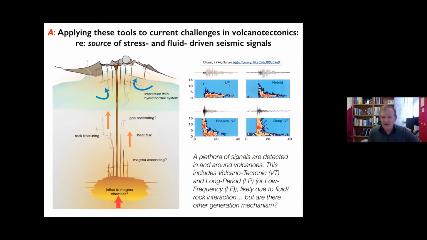So we have long period or low frequency events, which are characteristically low frequency, hybrid with an element of the low frequency but also a high frequency precursor, and then at the bottom the classic volcano-tectonic event, essentially an earthquake but generated by a volcanic process as opposed to a purely tectonic process. And these can be further classified into shallow and deep and other types of generation mechanism.